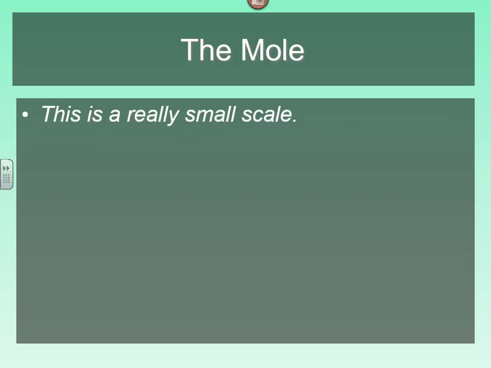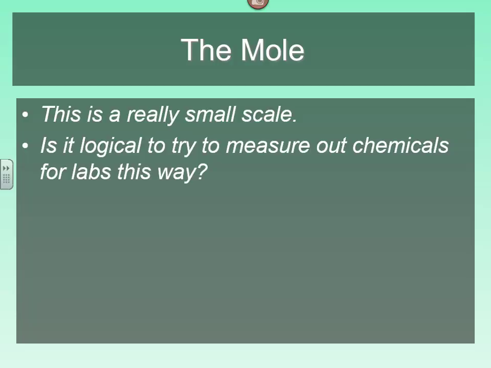All of these numbers are on a really small scale. In other words, they measure or count very small things. When we're trying to measure out chemicals for a lab, though, is it logical to try to measure things this way? Can we count 6 protons? Put 6 protons in a beaker? No. Can we count AMUs? Use the balance and weigh out 10 AMUs of carbon? No, we can't do that either.